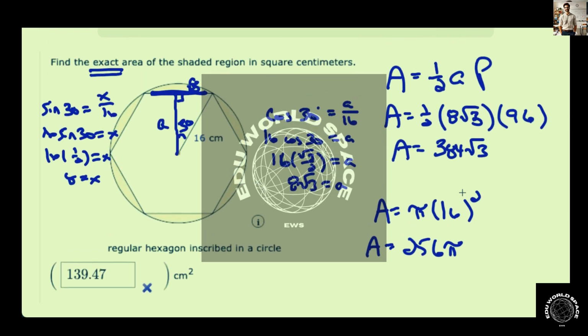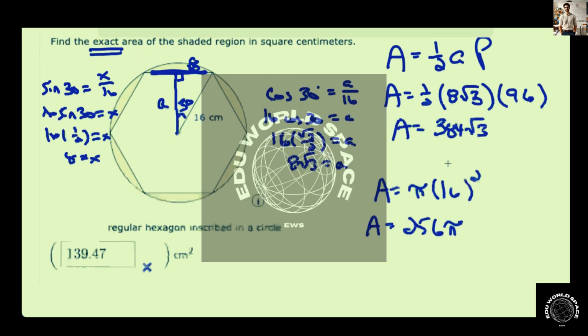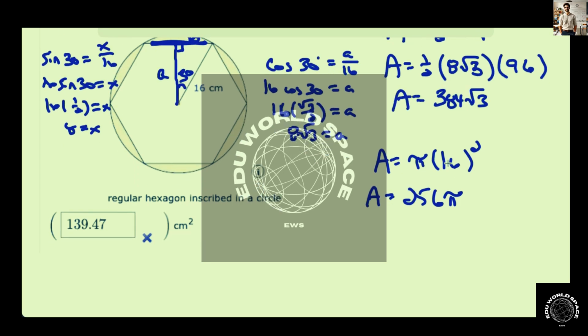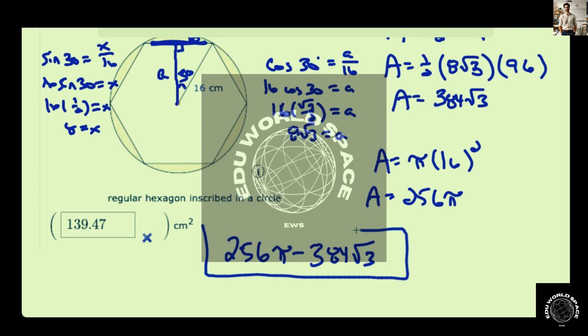So the exact area of the shaded region would be the area of the circle subtract the area of the hexagon. It probably needs to be input exactly as so.